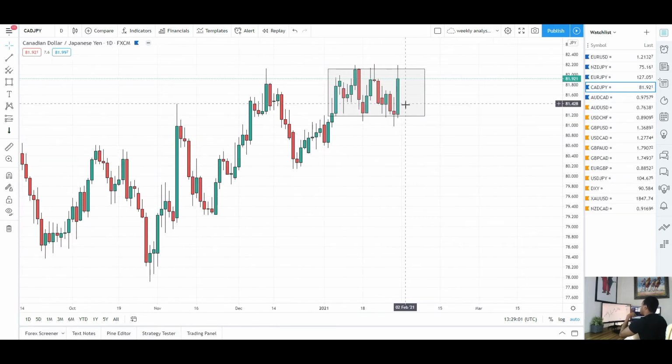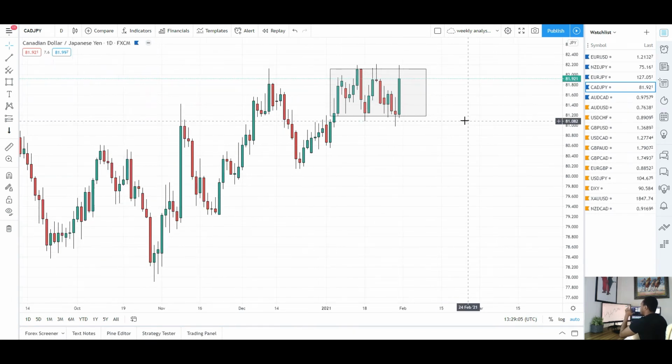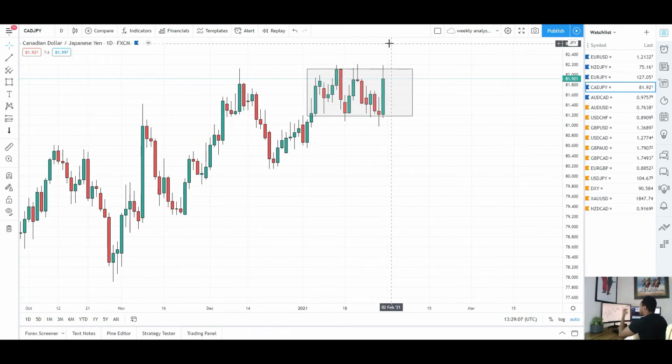So again, even though we had a really strong close to the upside for CAD JPY, I wouldn't treat that too much as yet. We're going back to the upside now, creating some new highs, because we're still stuck in this consolidation, and there's a very good chance we could see another bearish candle coming all the way back down again for CAD JPY for next week.